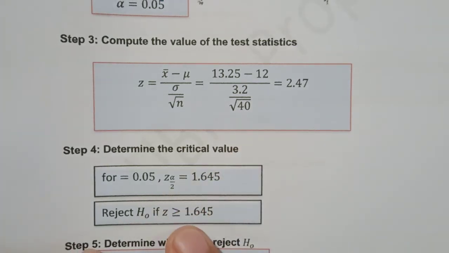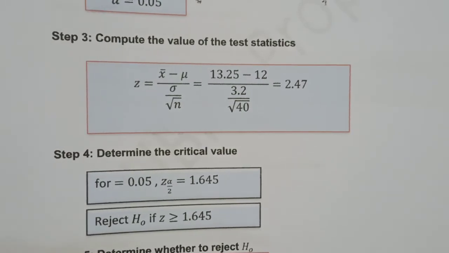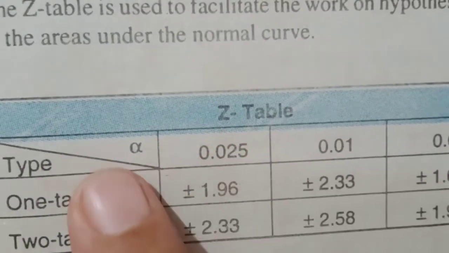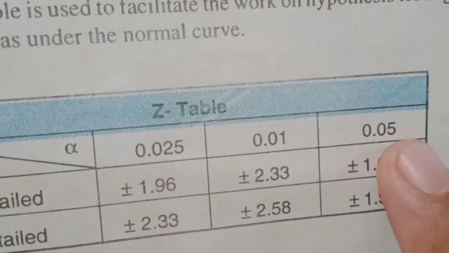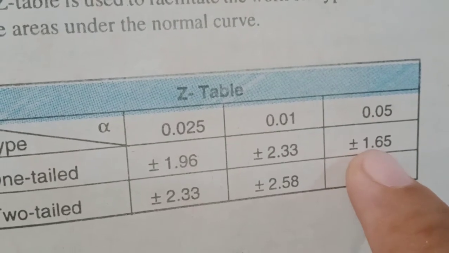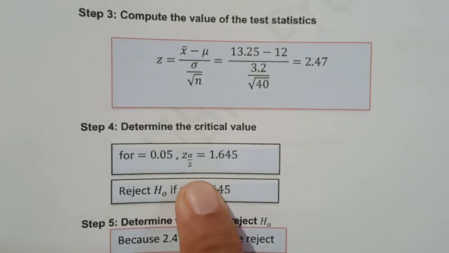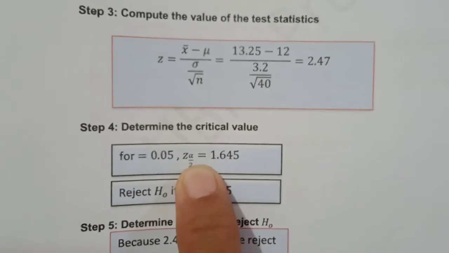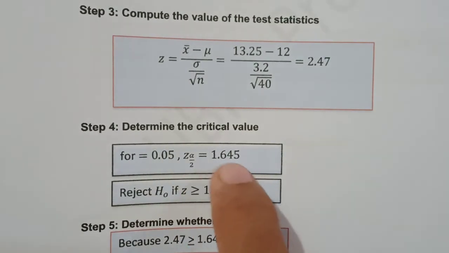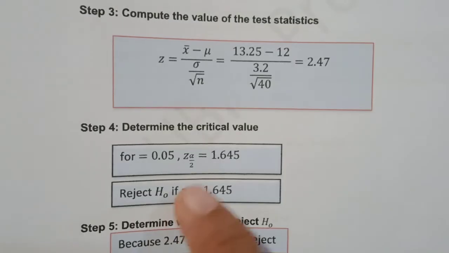So step 4, determine the critical value. Paano natin makuha yung critical value? Katulad ng ginamit natin dito, for alpha, that is level of significance of 0.05, one-tailed siya, ito ay 1.65. So, ang ating Z critical value ay 1.65. Ito ay 1.645. Okay, i-round off mo, 1.65. So, yan ang step 4.